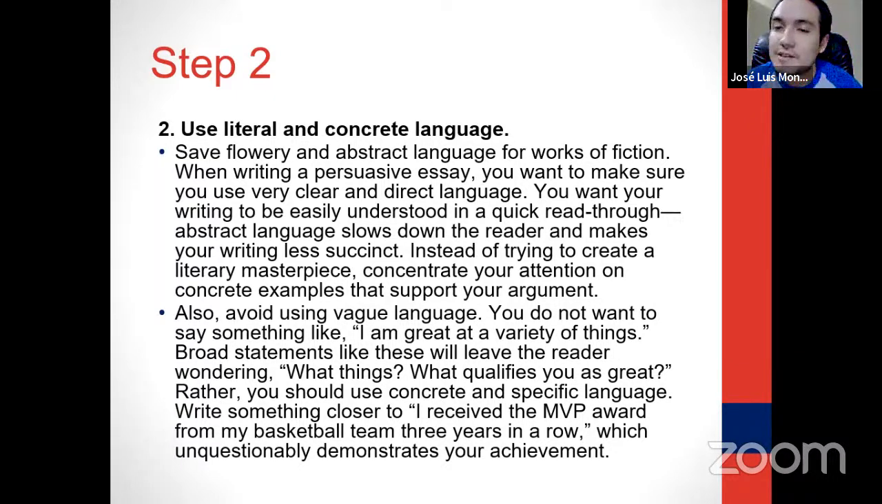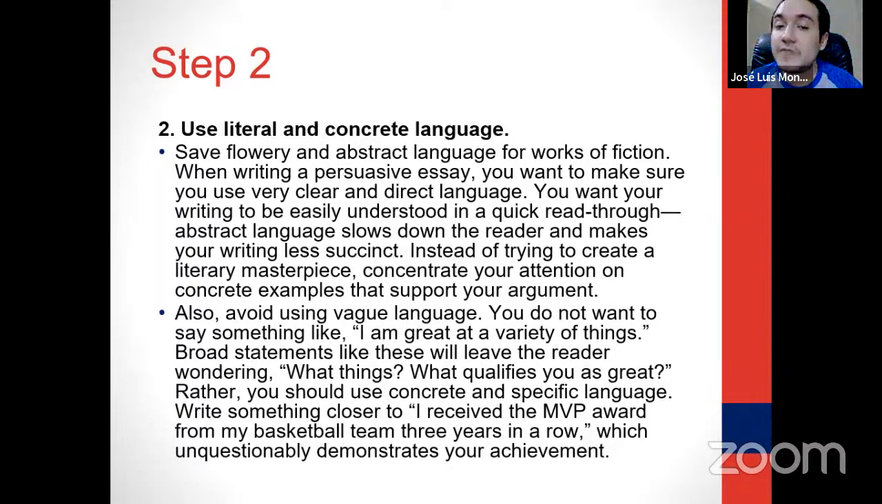For a persuasive essay, you have to be concrete. You have to be literal. You have to say the things the way they are, and that's it. It has to be clear for the reader. You don't have to make it harder for it to be understood. So the clearer, the more concrete, the more literal you are, the better.